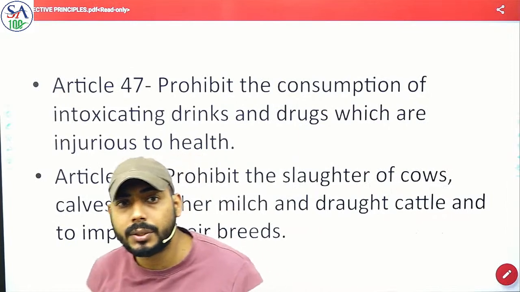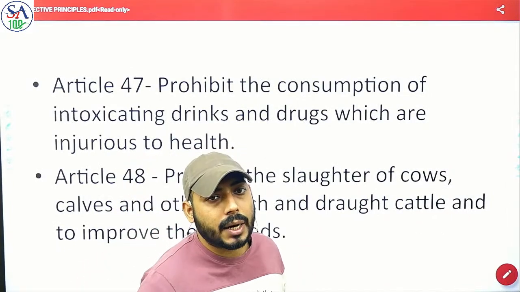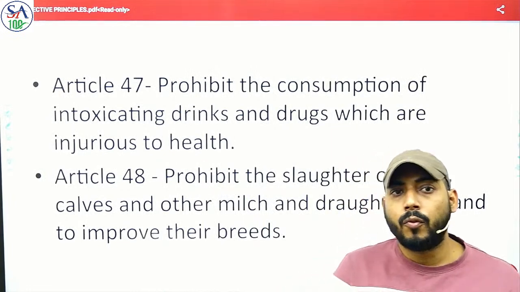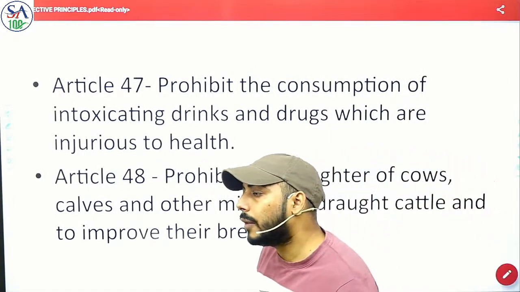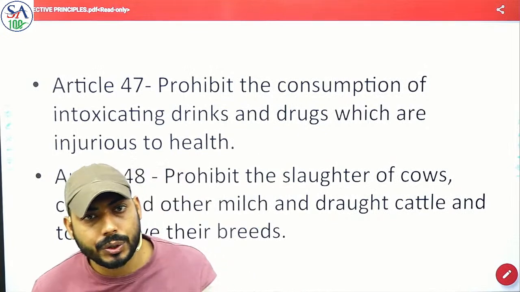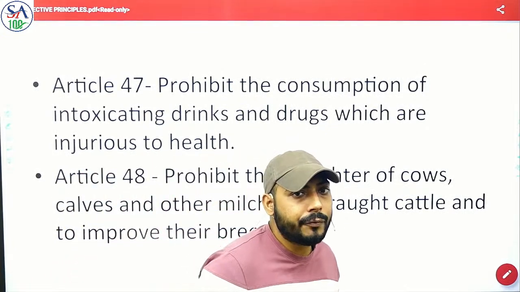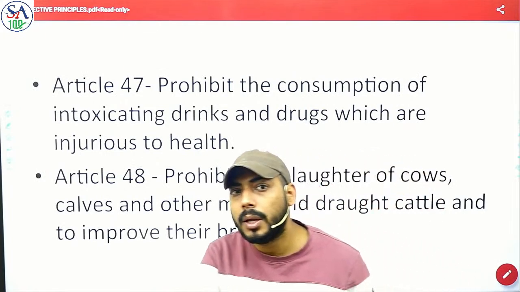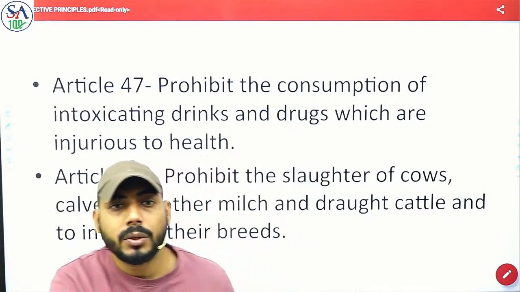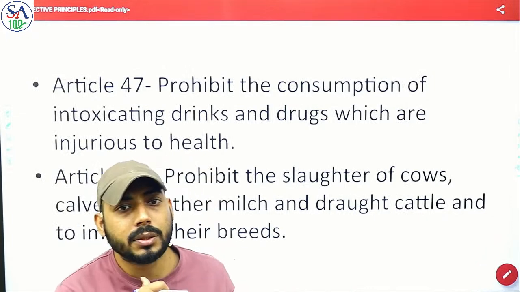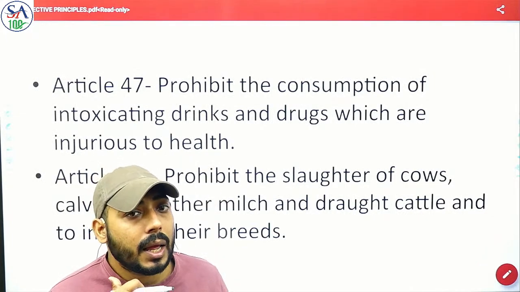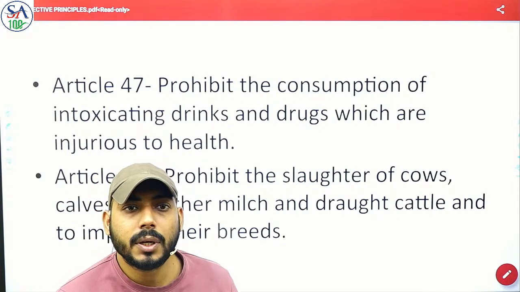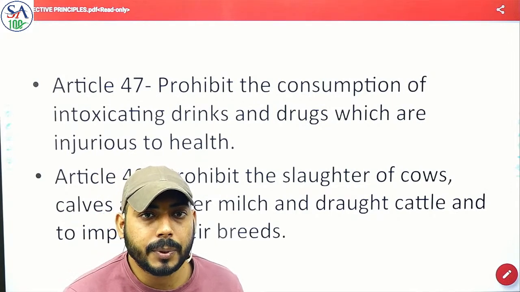In today's session, this was our last article. Today we have covered what DPSP is, its development in the Indian Constitution, its evolution, main features, objectives and aims, and we have covered the socialist principle and Gandhian principle. Tomorrow we will start with the liberal intellectual principle.